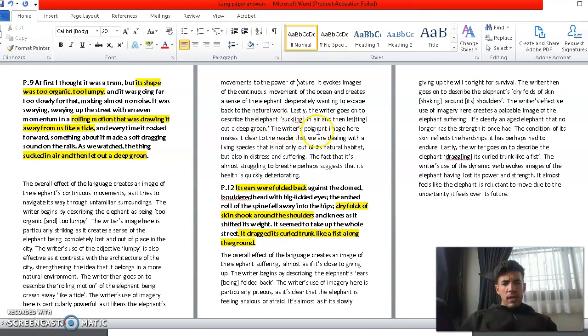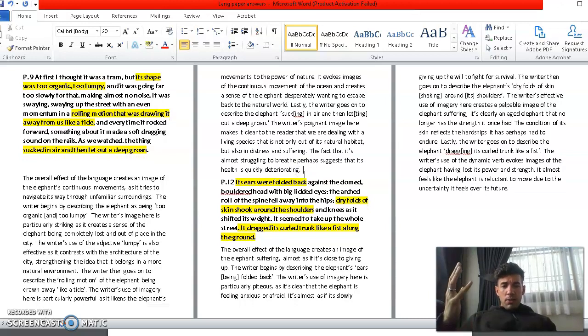The writer's poignant image here makes it clear to the reader that we are dealing with a living species, unbeknownst to Natalie at this point, of course, that is not only out of its natural habitat, but also in distress and suffering. The fact that it's almost struggling to breathe perhaps suggests that its health is quickly deteriorating. Okay, so there's a paragraph that analyses three powerful images really well. It evaluates them, it's well organised, well structured. It uses textual evidence really effectively.